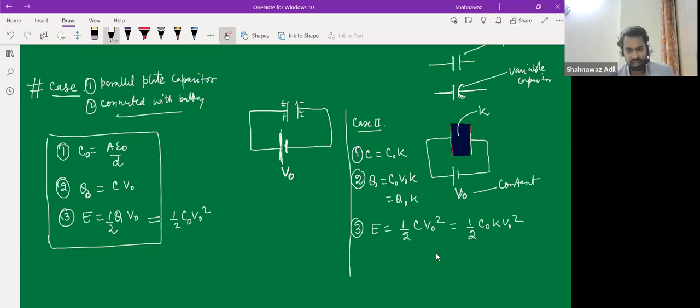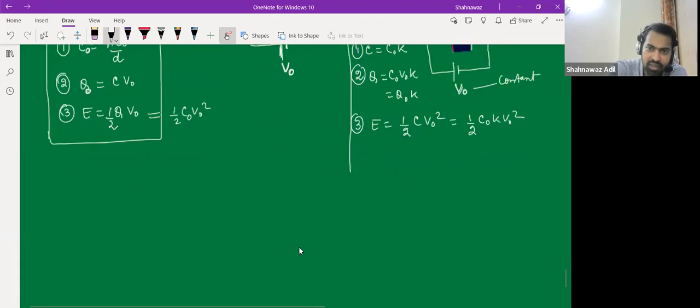Now the other case. If you want to write the voltage, the voltage is V naught, so that is why I have not written it. Is this clear to you guys? We have this case connected to some battery.